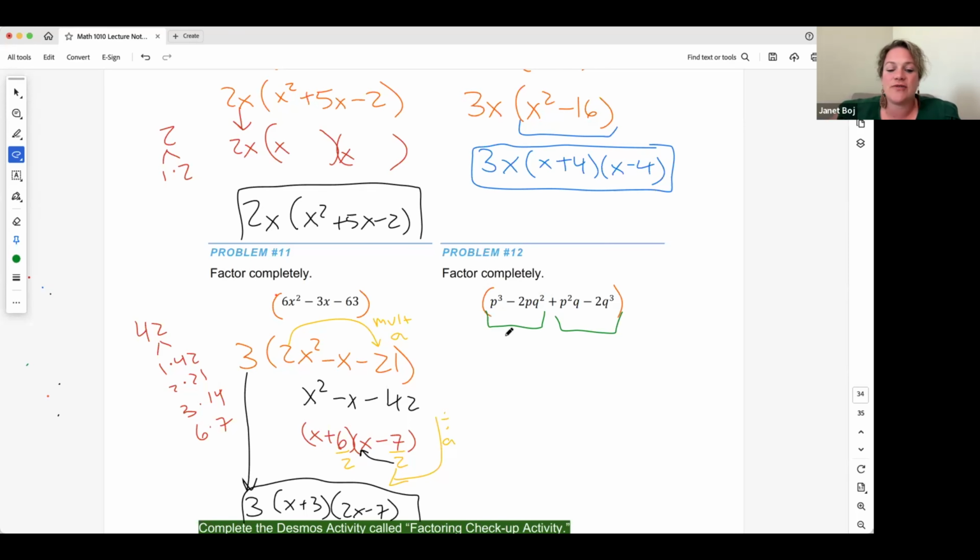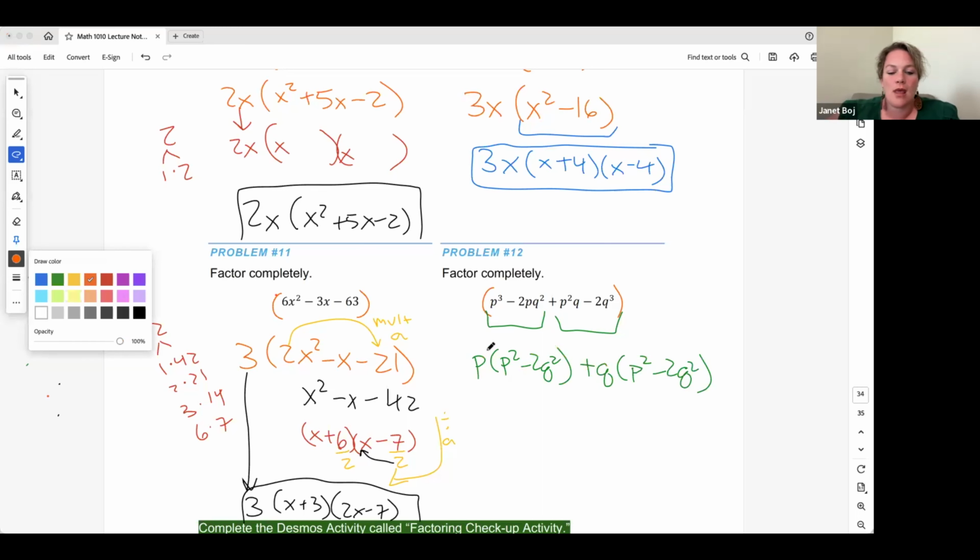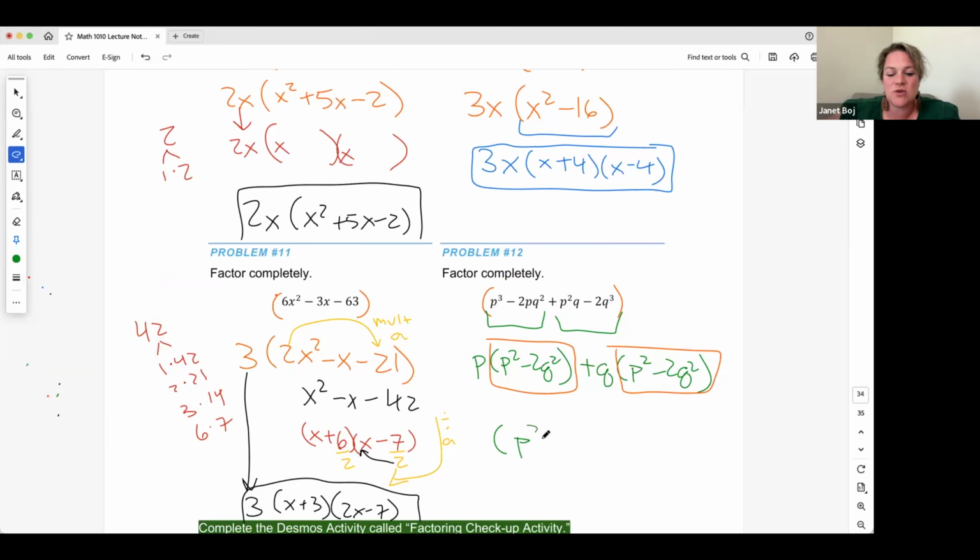Now, what can I take out of the first two? It looks like a p. And then I'll have p squared minus 2q squared. Then I factor out a q from the next two terms, and I get p squared minus 2q squared. I have that common binomial that I can now factor out. Notice this is the same, so I can now factor this out. So I take out the p squared minus 2q squared. And what do I have left after I divide each term by that? In the first term, I have p, and the second term, q.